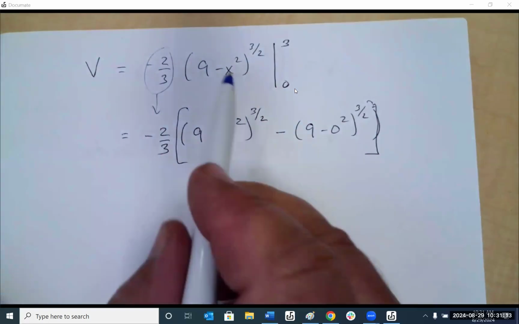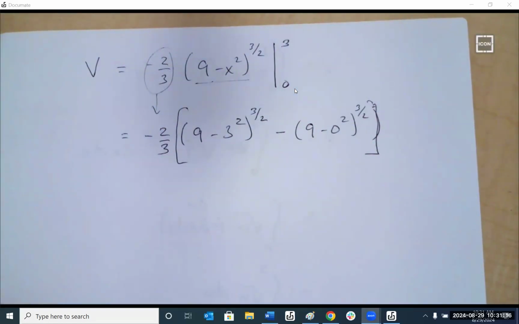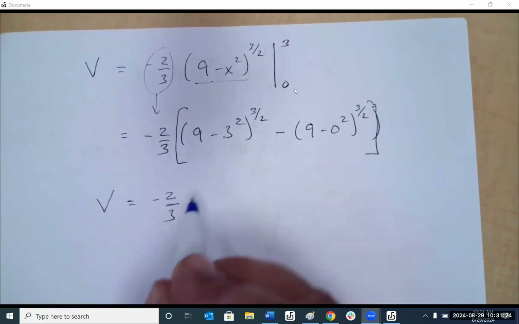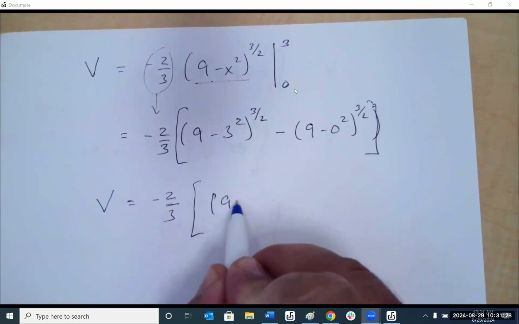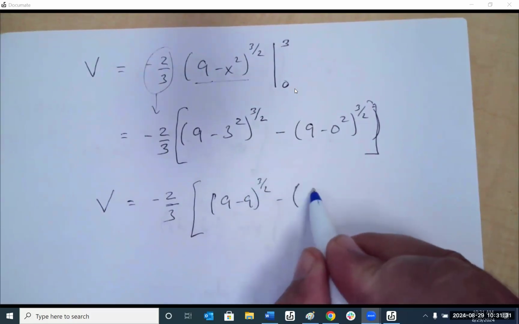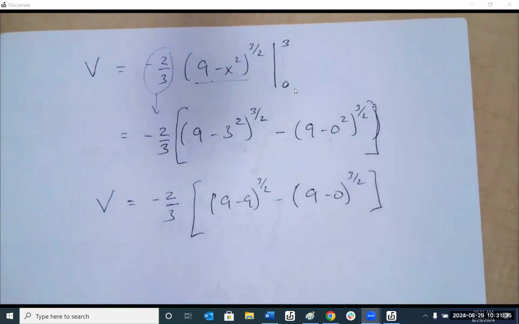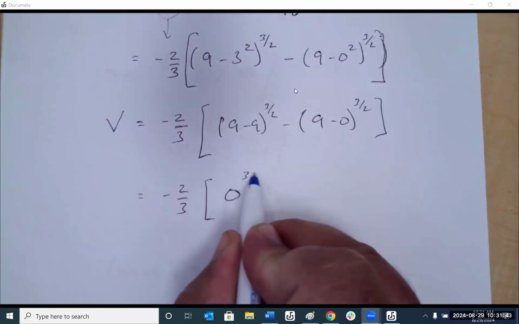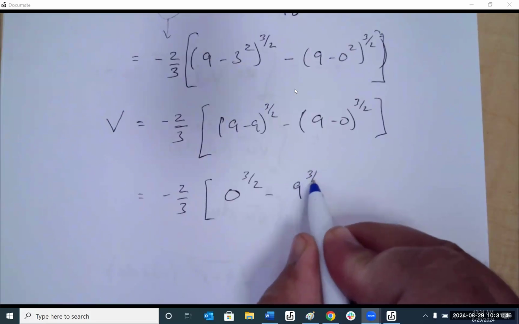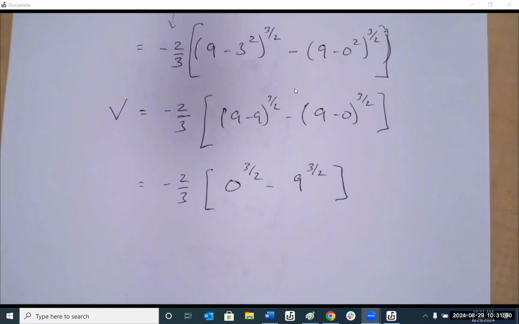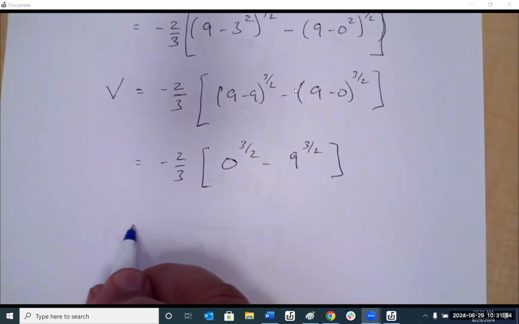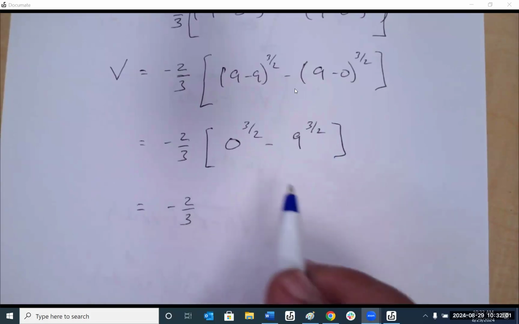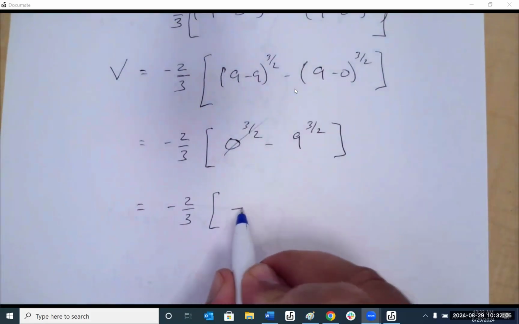this is a constant coefficient, it just brings that in front. I just now integrate this one. Nine minus 9, 3/2. 9 minus 0, 3/2. That's gone, it's 0, so I have negative.